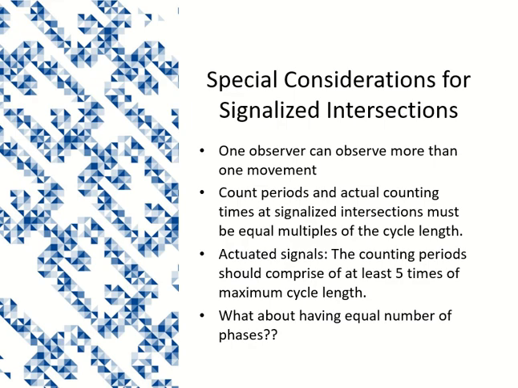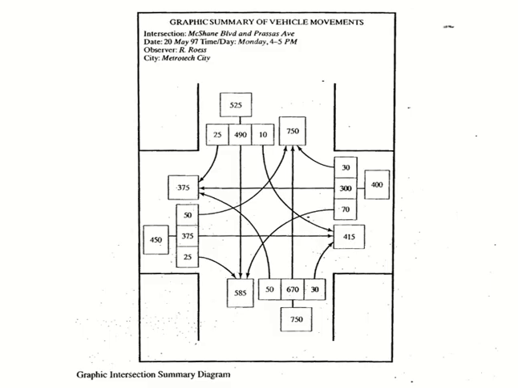If you are doing the counting at signals, then the most important thing is the cycle length of the signal, the time from red to red. And we said everything should be a multiple of the cycle length: counting period, break period, and so on. And we discussed what to do when we have signals connected with sensors. We call them actuated signals.